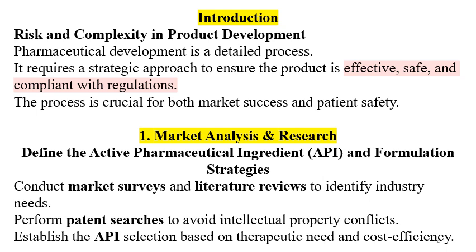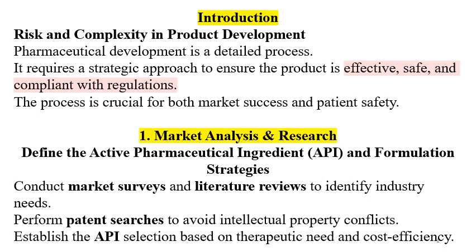First stage is market analysis and research. In this, API is to be formulated into a formulation. So, defining the API and formulation strategies are important. Then conduct the market surveys and literature reviews to identify the industry needs. Also, you should understand, if you are working on a novel formulation, what is the requirement in the market, what is the therapeutic need or unmet need, how this product will satisfy those needs.